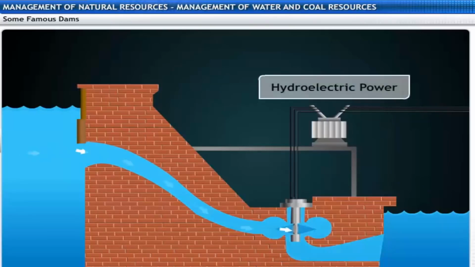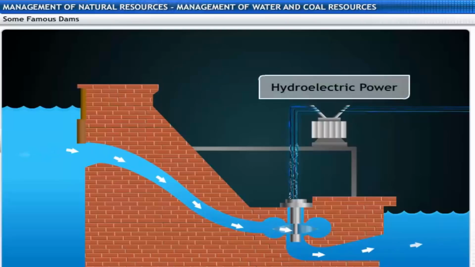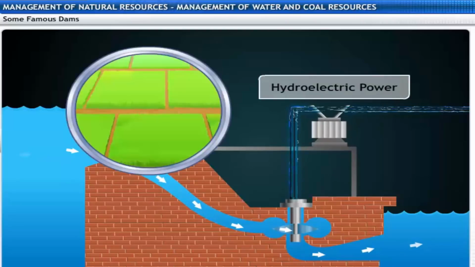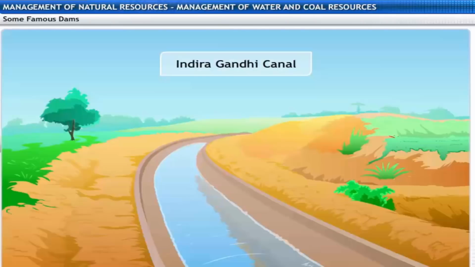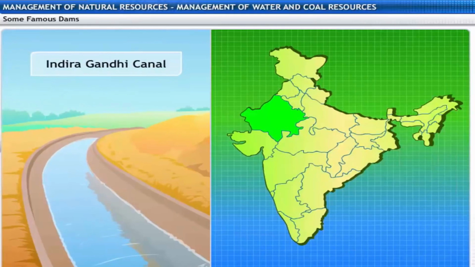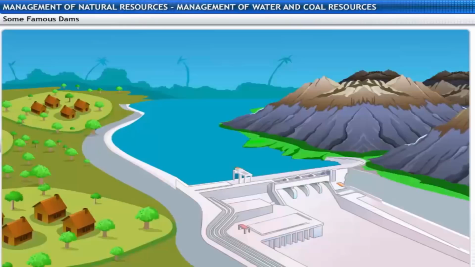Dams are used to generate hydroelectric power. They are also used for agriculture and in cities through canal systems that transport stored water to great distances. The Indira Gandhi Canal is one of the biggest canal projects in India, which brought greenery to northwestern parts of Rajasthan. Another major benefit of dams is that they help to control floods in an area.